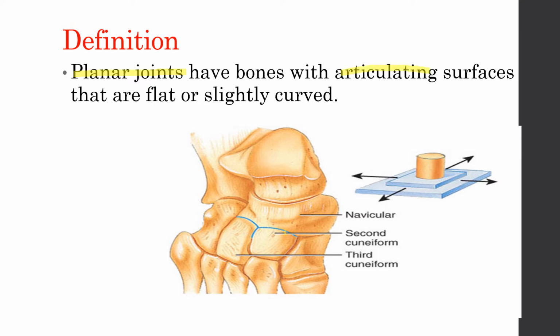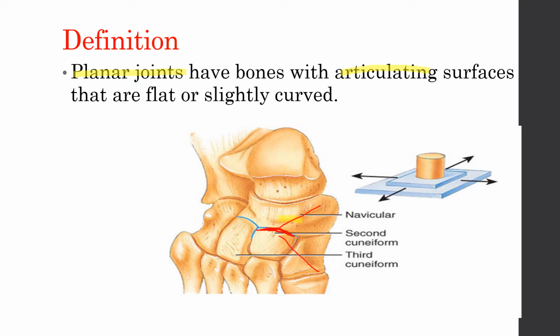As you can see, here is a blue line which is showing the planar joint between the carpal bones of your hand. There is one carpal here and the other carpal bone is here, and this point of attachment is the planar joint, with the articulating surfaces of both bones.